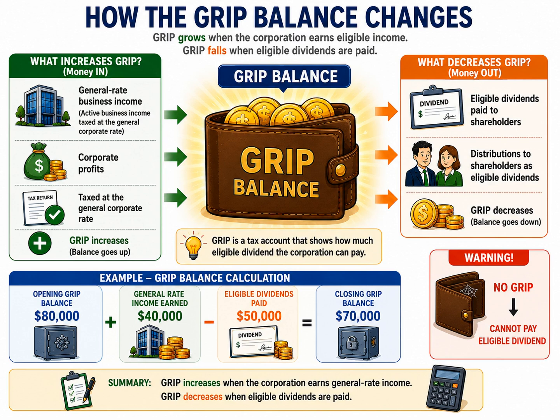Every year, corporations use Schedule 53 to calculate the opening balance, add any eligible increases, subtract eligible dividends paid, and determine the closing GRIP balance that will carry forward to the next tax year. The key takeaway is easy to remember. GRIP increases when the corporation earns qualifying general rate income, and GRIP decreases when eligible dividends are paid. Think of it exactly like a wallet: money, or in this case dividend capacity, goes in and comes out over time, and Schedule 53 keeps track of the remaining balance.